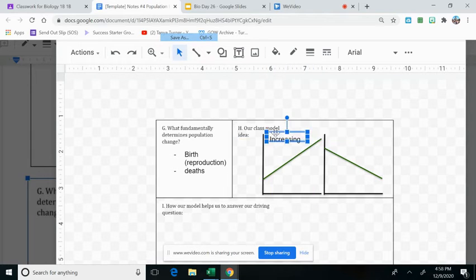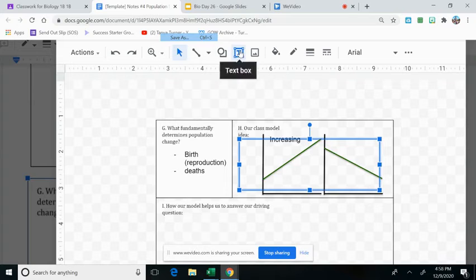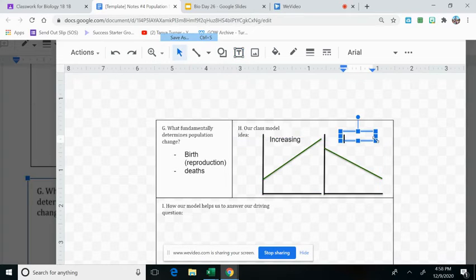Also, I don't know if you can hear that, but one of my cats is messing around in the kitchen. And this one over here is decreasing.